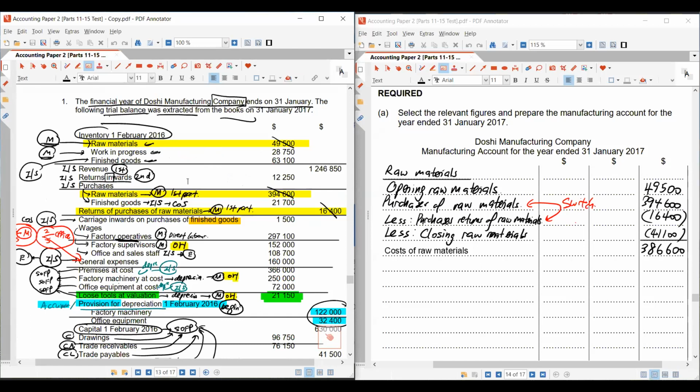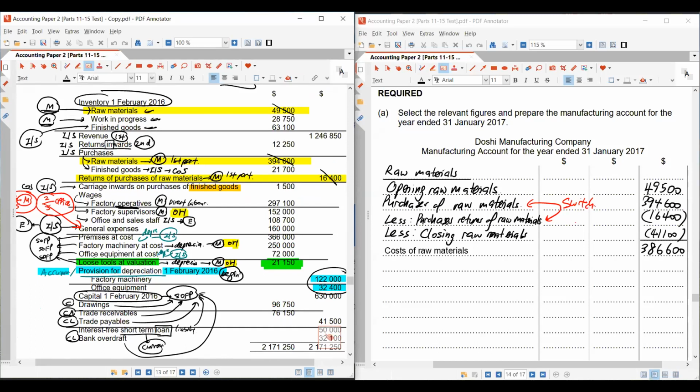Now, where did we stop last week? Look at the A. Your A should now look like this if you have been doing corrections with me since last week's lesson. We have got the 386,600 as the cost of raw materials used. I left out one word here.